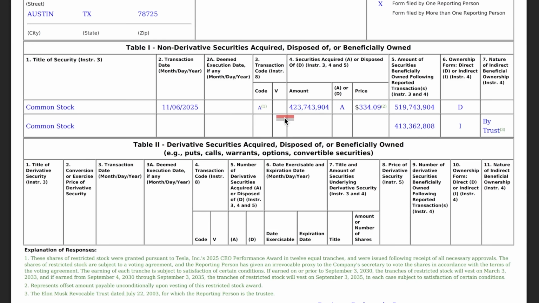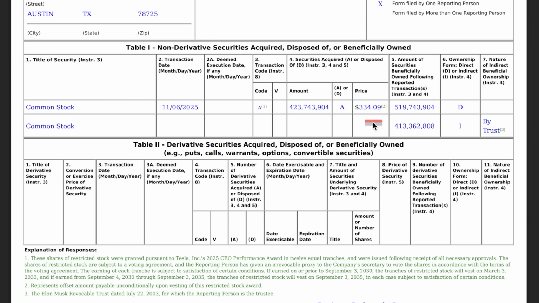There's reporting out there that these 423 million plus new shares as part of the new 2025 incentive package is being held in Elon's revocable trust, but that's not the case. They just included this line to tell you how many shares Elon holds separately in his revocable trust. As you can see, for this transaction specifically, the acquisition was only direct to Elon. So this column is just telling you how many shares Elon owns directly, 519.7 million, and how many shares Elon owns in his trust, 413.3 million.